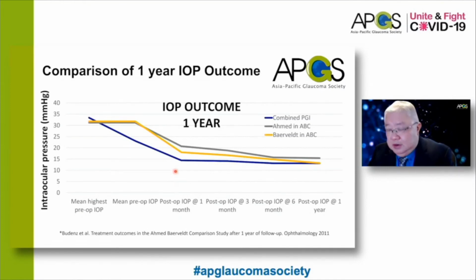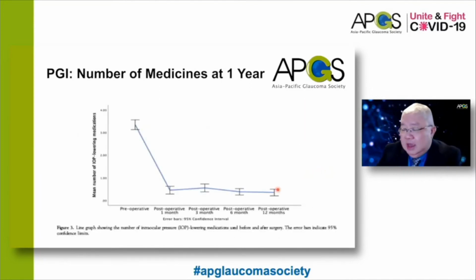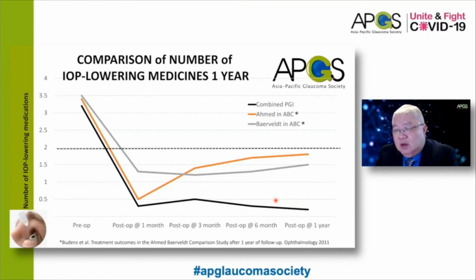If you compare this to the pressure lowering of the Ahmed and the Baerveldt in the ABC trial, the IOP achieved at 1 year is very similar for the Baerveldt and the PGI, somewhere below 15, and for the Ahmed just slightly above that. Medication is, however, where you have a bigger difference. This is the number of medications pre-op and post-op, and at 12 months, the mean number of medications is about 0.3. When you compare this with the number of meds in the Ahmed and Baerveldt in the ABC trial, you can see that the number of medications is much more to attain the same pressure lowering effect, somewhere between 1.5 to 2 medicines on average for both the Ahmed and the Baerveldt groups.